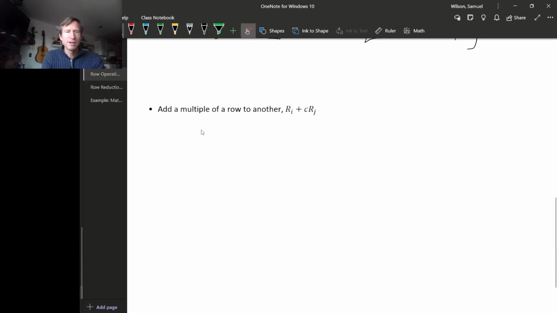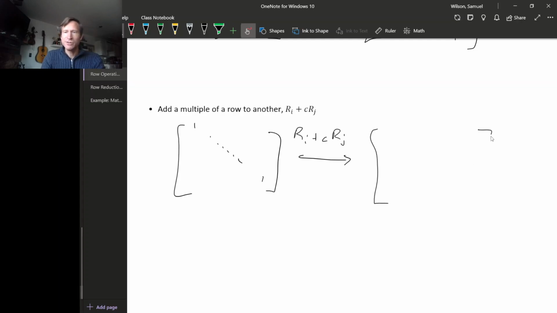Then there's adding a multiple of one row to another. So again, we'll start with an identity matrix and do this row operation, adding c times row j to row i. So what is that going to do? It's actually all still 1s down the diagonal. So in particular, in the ith row, ith column, there is still a 1.